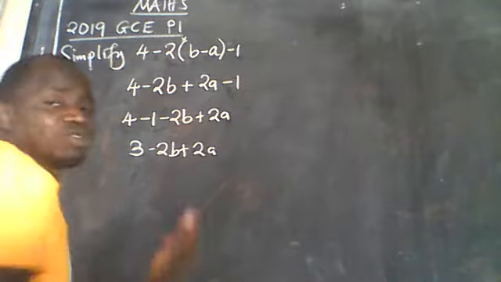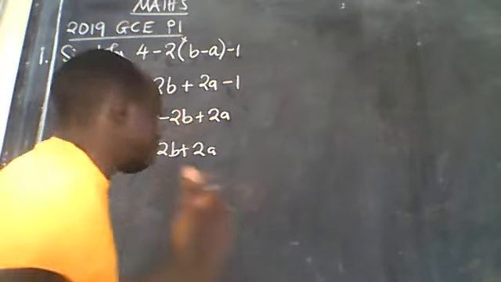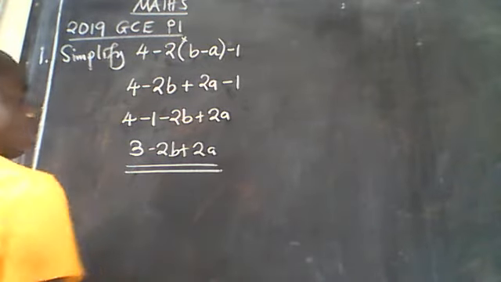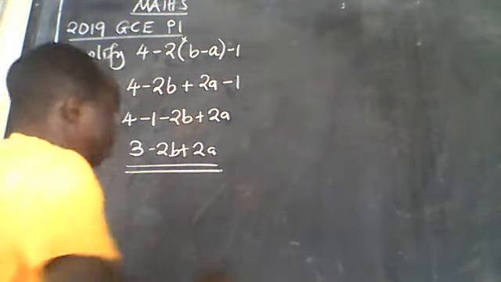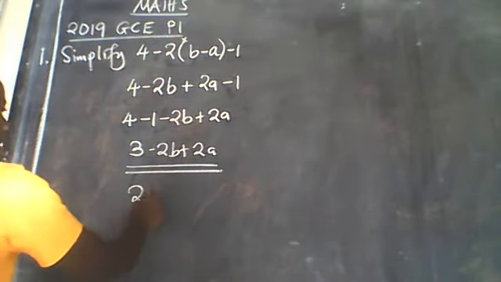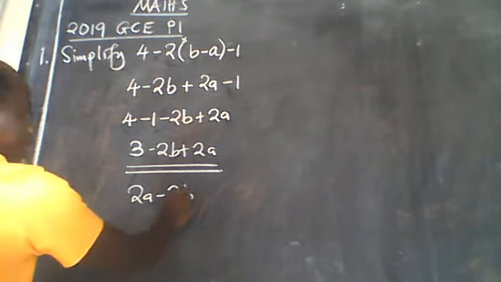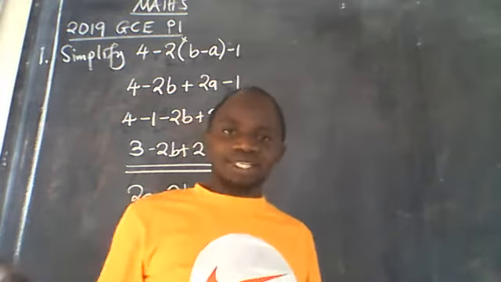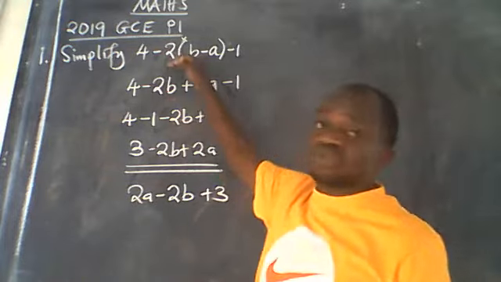The other thing that maybe you can do is to rearrange so that they are in correct order, and otherwise this is 100% correct. It ends there. If you want, you can start with 2a, then -2b, then the last one. It's one and the same thing. So this is how to go about it.